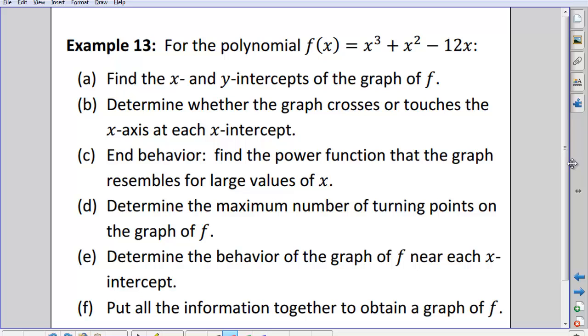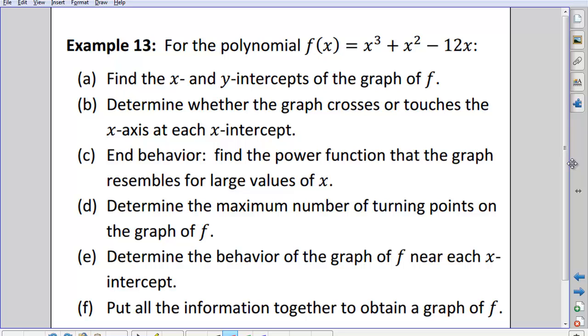For the polynomial x cubed plus x squared minus 12x, first find the x and y intercepts. Determine whether the graph crosses or touches the x-axis at each x-intercept. Talk about the end behavior. Find the power function that the graph resembles for large values of x. The maximum number of turning points, the behavior of the graph near each x-intercept, and then put all that together to obtain a graph of f.